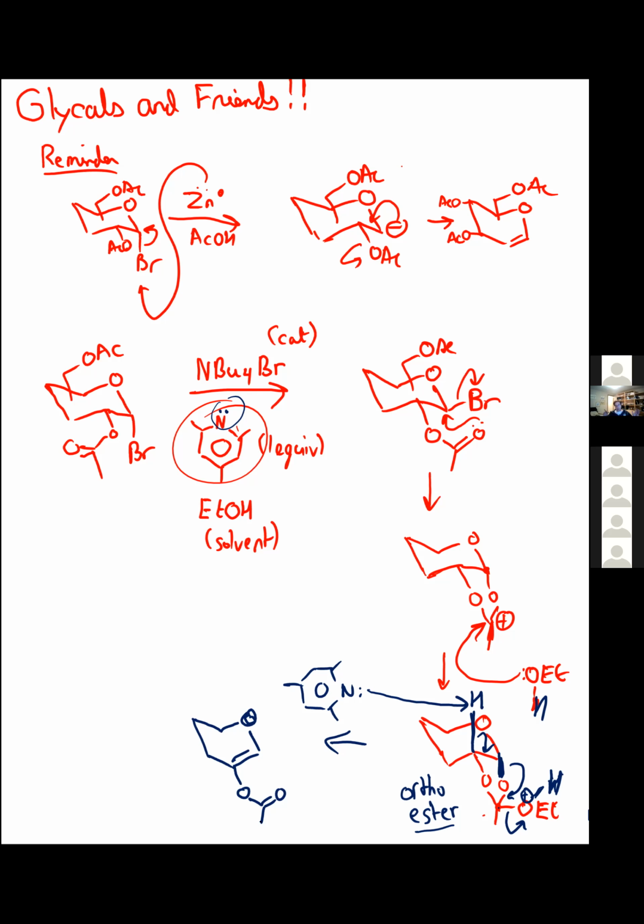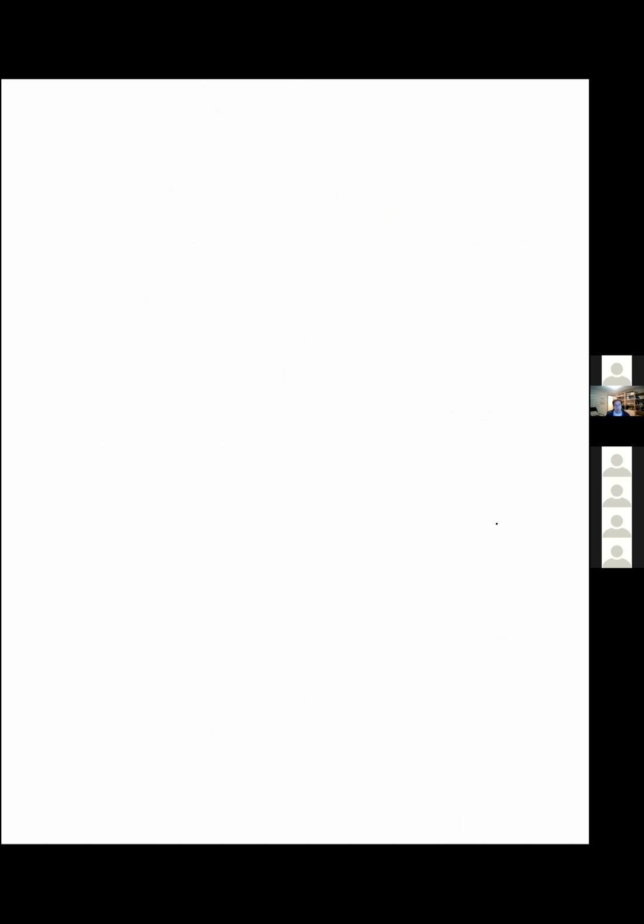But this, of course, only works if you have an acetate. If you don't have an acetate at C2, this doesn't work because then there's no acetate to make the orthoester. So like benzoate as well, any kind of ester would do this. But we're going to be talking about reasons why we're not always going to want acetates on places. So is there another alternative?